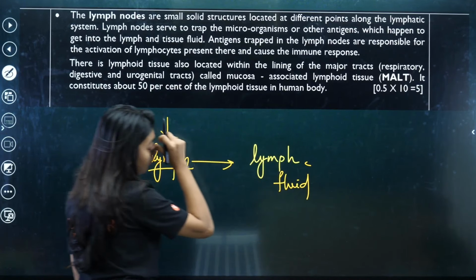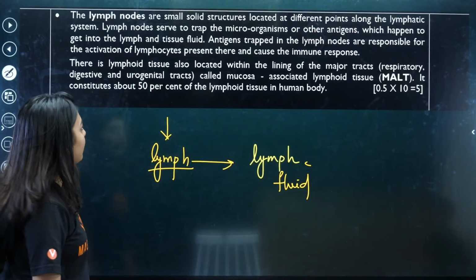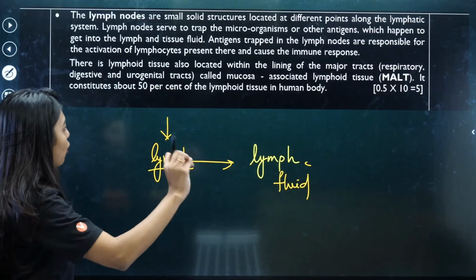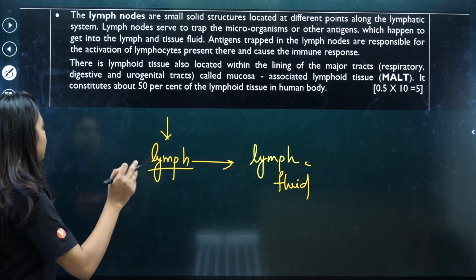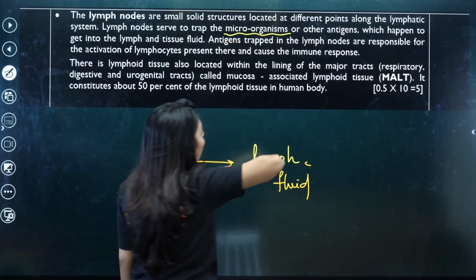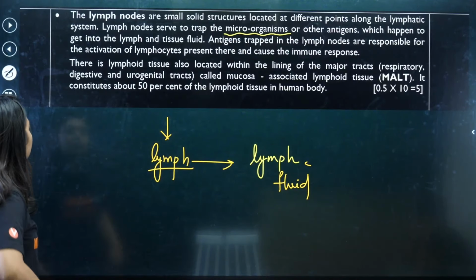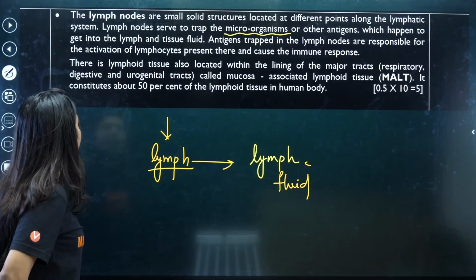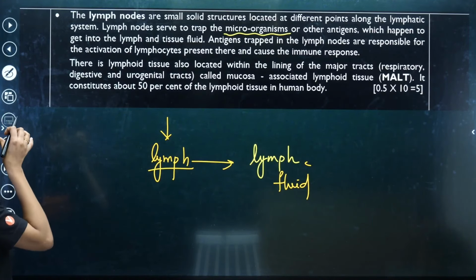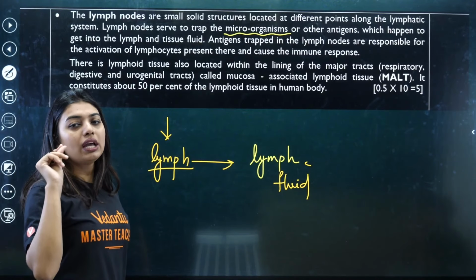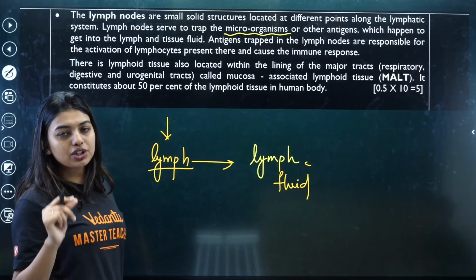Okay. Now, in that, they have nodes. Look here. Lymph nodes are small solid structures located at different points along the lymphatic system. Lymph nodes serve to trap the microorganisms or the other antigen which happens to get into the lymph and the tissue fluids. Antigens trapped in the lymph nodes are responsible for the activation of lymphocytes present there and cause the immune response. This also I have explained to you when I taught you body fluids and circulation.